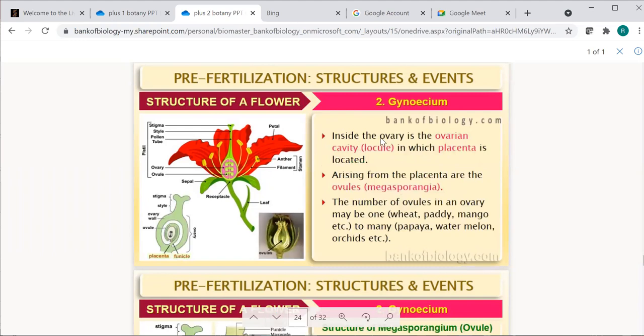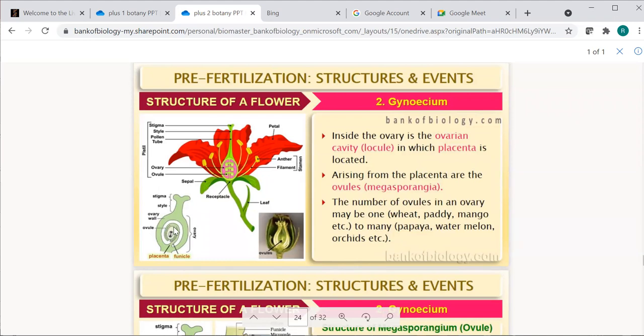So we will talk about the ovary. Inside the ovary is the ovarian cavity. So this is the ovary, and this is a zoomed form of it. So what is inside the ovary? They are telling that inside the ovary is the ovarian cavity. There is a cavity called the ovarian cavity, which is also called the locule.